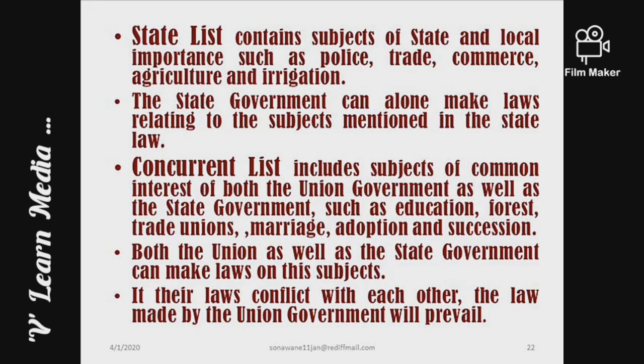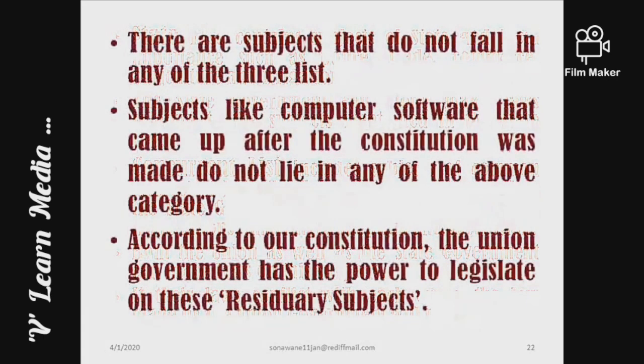There are subjects that do not fall in any of the three lists. Subjects like computer software that came up after the Constitution was made do not lie in any of the above category. According to our Constitution, the Union government has the power to legislate on these residuary subjects.